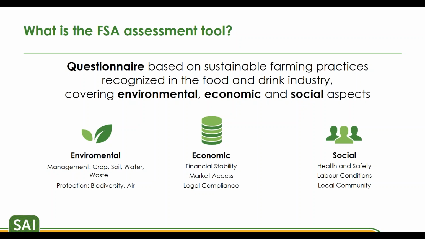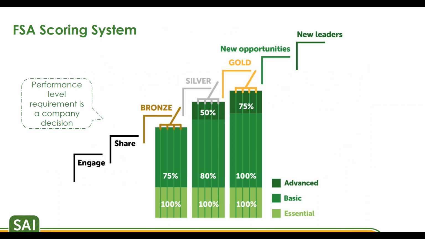So what is the FSA itself? Of course, the fundamental is the tool, which is a questionnaire of approximately 110 to 120 questions, depending if you're talking crops or beef. And it really focuses on the three main pillars: the environmental, economic, and social. So we strive to have very much a broad focus for the FSA to ensure we're capturing all aspects of sustainability for on-farm production.